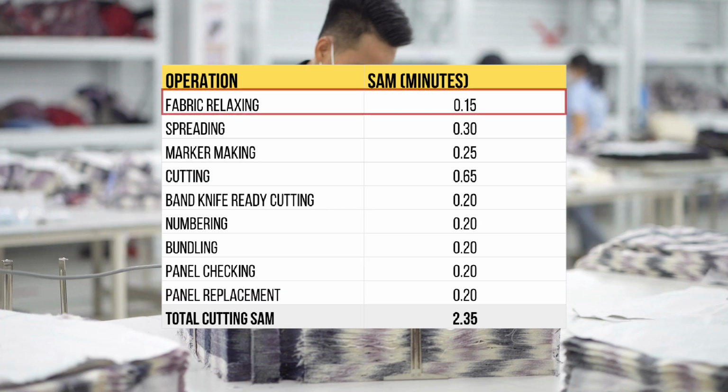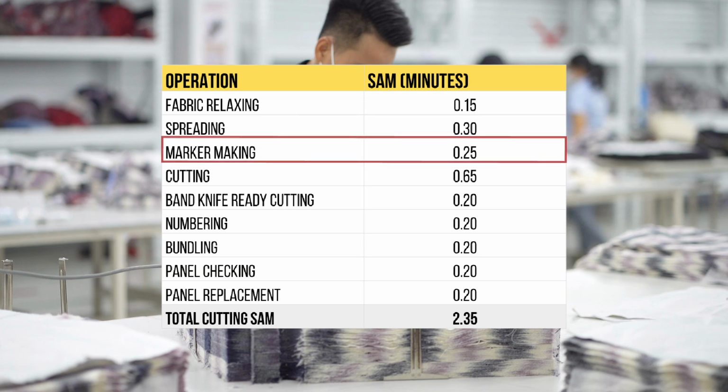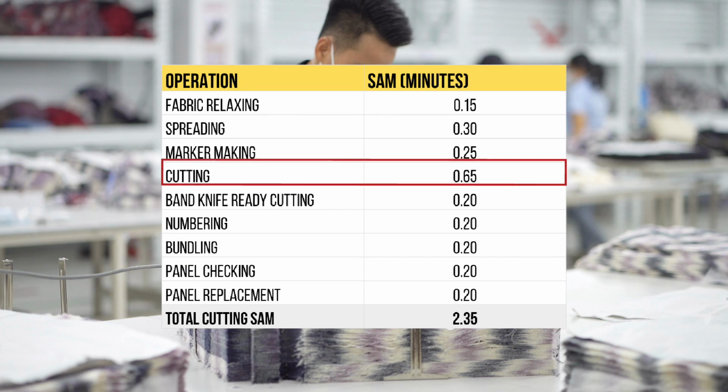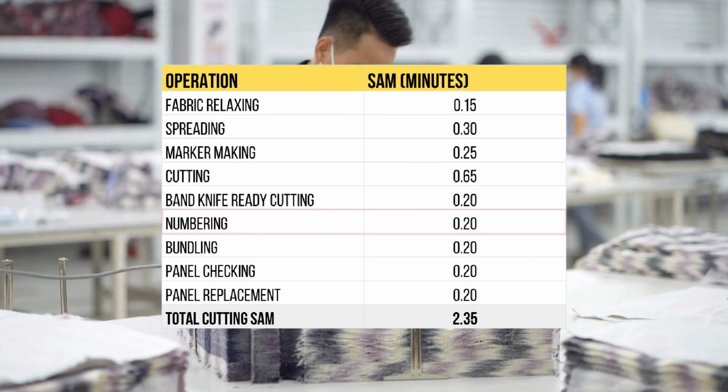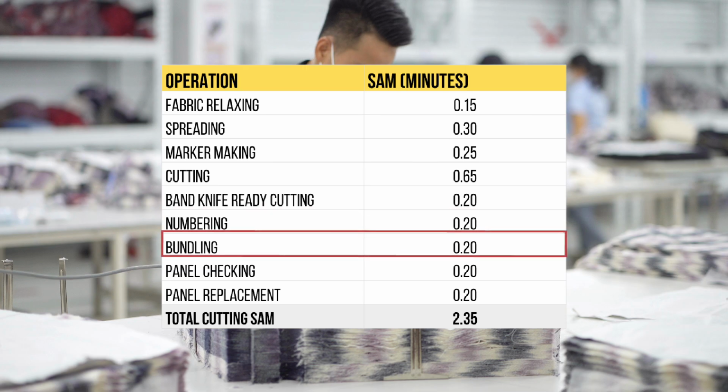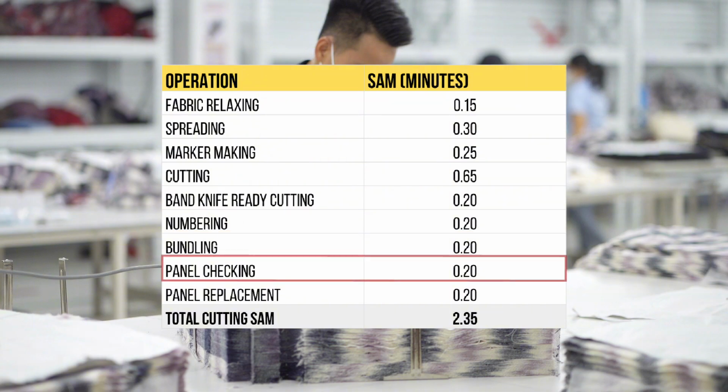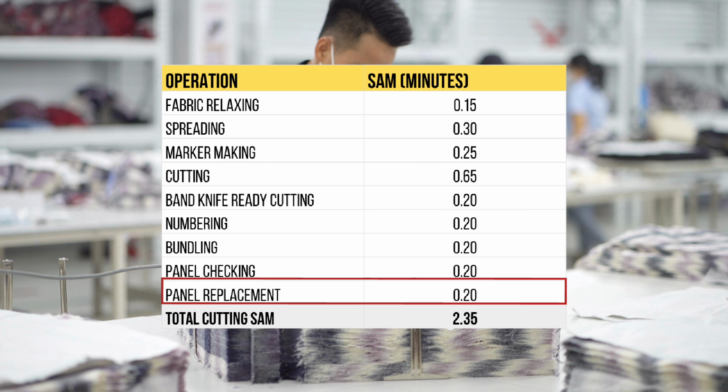Fabric relaxing takes 0.15 minutes. Spreading takes 0.30 minutes. Marker making takes 0.25 minutes. Cutting takes 0.65 minutes. Band knife ready cutting takes 0.20 minutes. Numbering takes 0.20 minutes. Bundling takes 0.20 minutes. Panel checking takes 0.20 minutes. Panel replacement takes 0.20 minutes. In total, the cutting process takes 2.35 minutes per garment.